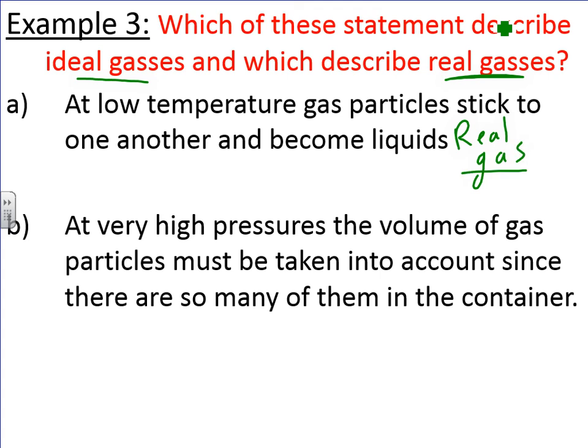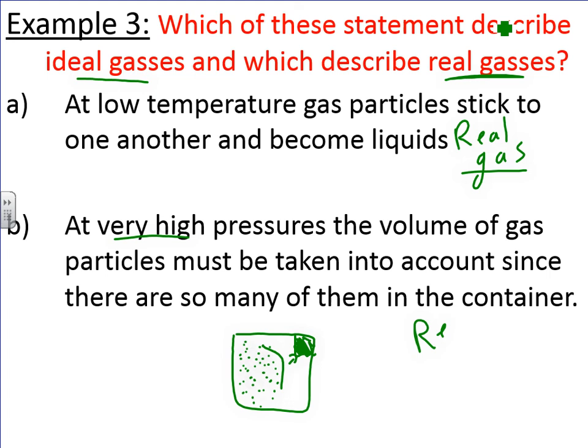B says at very high pressures, the volume of gas particles must be taken into account since there are so many of them in the container. So, at very high pressures, what happens is you have a lot of gas particles. One way to increase the pressure is by pumping gases into the container. The more gases you pump into the container, the more the pressure will build, and eventually you've got so many gas particles that they take up a significant part of the container. If you squeeze them all together into the corner, now they're going to take up maybe this much of the container, which means you have to consider their volume. Now, this is not true of ideal gases, so this must be describing real gases again. A real gas has volume. An ideal gas does not have volume, and that's the idea.